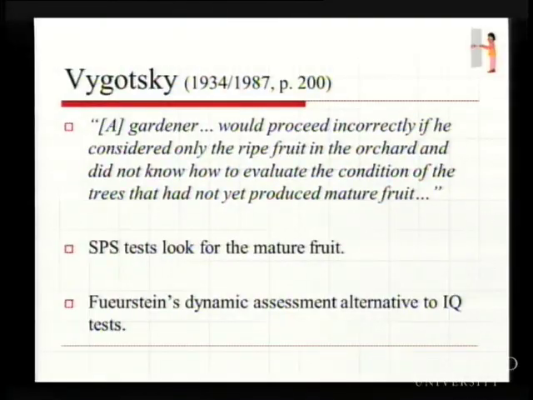So Vygotsky, who's a famous developmental psychologist who's had a big influence on education, has this great quote about assessment. A gardener would proceed incorrectly if he considered only the ripe fruit in the orchard and did not know how to evaluate the condition of the trees that had not yet produced mature fruit. So these sequestered tests are really looking for the mature fruit, right? But they're not paying attention to how well the tree's growing. They're just looking at what's matured. And if you do that, you're sort of making a mistake.